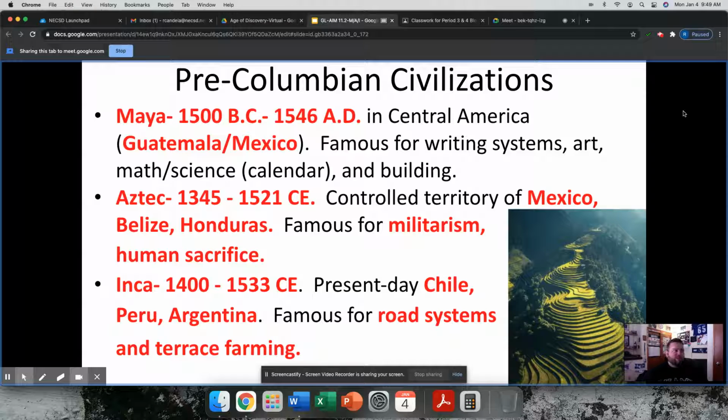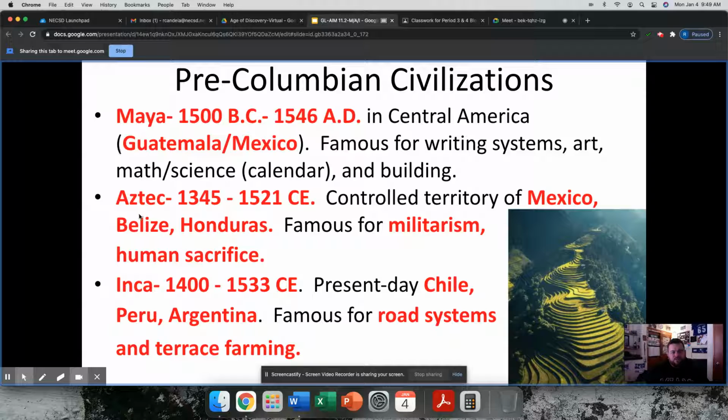In normal circumstances, we do an in-depth look at this human sacrifice piece, spend a day on it or so. But virtually it's kind of tough, so it's just worth mentioning. And then last but not least is Inca. Inca is in present-day Chile, Peru, and Argentina. So this is South America.